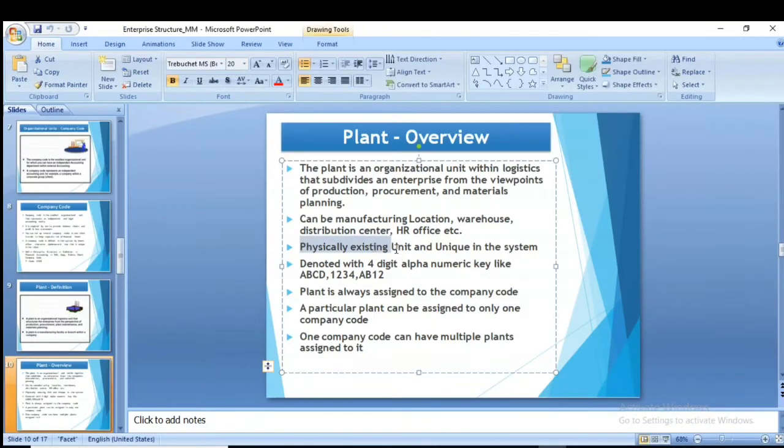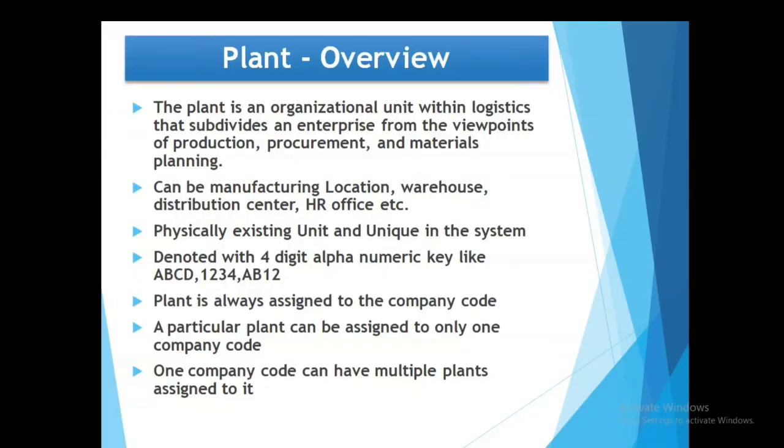Now, it is a physically existing unit, and it will be unique in the system. In SAP, every plant will be denoted with a 4-digit alphanumeric key. Like it can be ABCD, it can be 1 2 3 4, or it can be AB12.